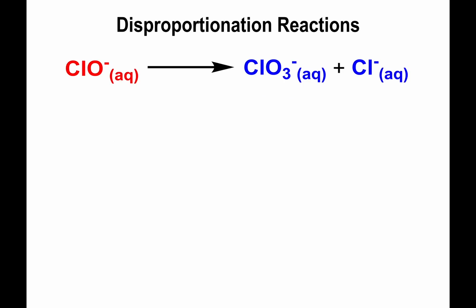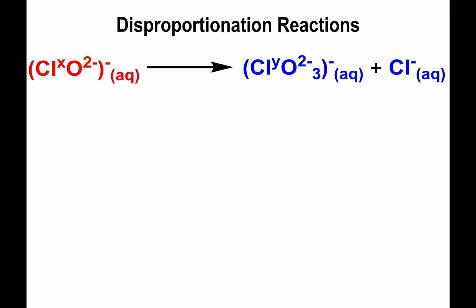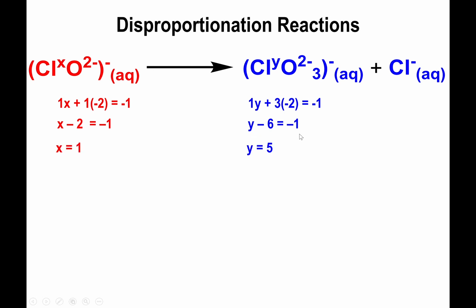Okay, so one more example just to make sure that you guys are okay with this. We figure out the charges for all the species. We have one oxygen with 2 minus charge, one chlorine with a charge of X. And over here we have 3 oxygens with a charge of 2 minus and 1 chlorine with a charge of Y. They have to equal the overall charges. So we have X minus 2 equals minus 1 for the first one. We have Y minus 6 equals minus 1 for the second one. Which means that your X equals 1, your Y equals 5.